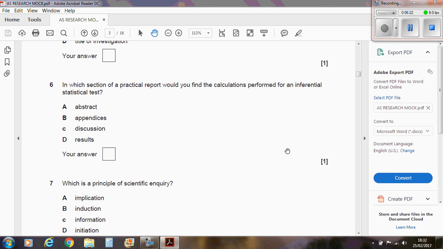So in your actual main body in the results section you would put like a table of results, but how you've worked those out would be in the abstract. So for example, you might have a table that's got descriptive statistics like the mean in, and then you might put how you've calculated the mean in the abstract. So the correct answer for that was A.